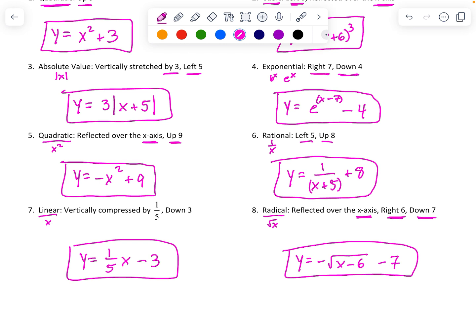All right, we have done it. So you have now learned all the transformations we're covering in Algebra 2. So good luck, and I hope it goes well in the practice.